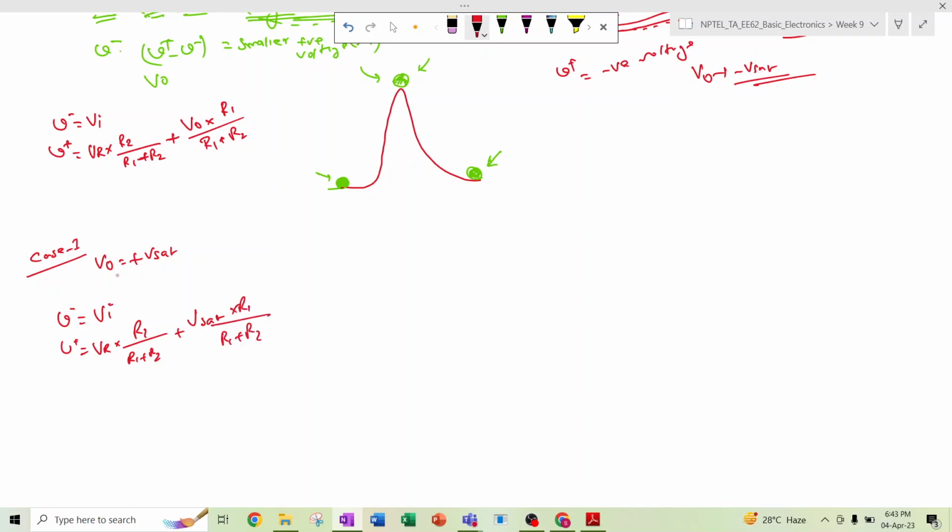Now, VO is plus Vsat, which means V plus is greater than V minus, right? Then only it goes to Vsat. But if V plus is less than V minus, then only VO goes to minus Vsat. So this is the switching condition: if V plus is less than V minus, then only VO will go from plus Vsat to minus Vsat.